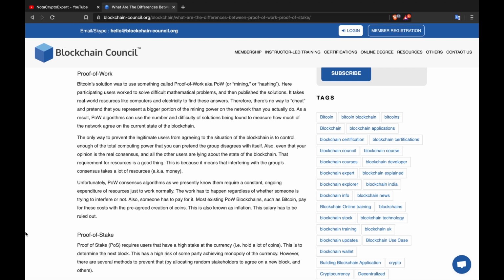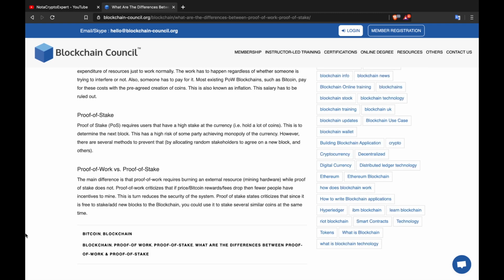Unfortunately, PoW consensus algorithms as we presently know them require constant ongoing expenditure of resources just to work normally. The work has to happen regardless of whether someone is trying to interfere or not. Also, someone has to pay for it. Most existing PoW blockchains, such as Bitcoin, pay for these costs with pre-agreed creation of coins. This is also known as inflation. The salary has to be paid out.